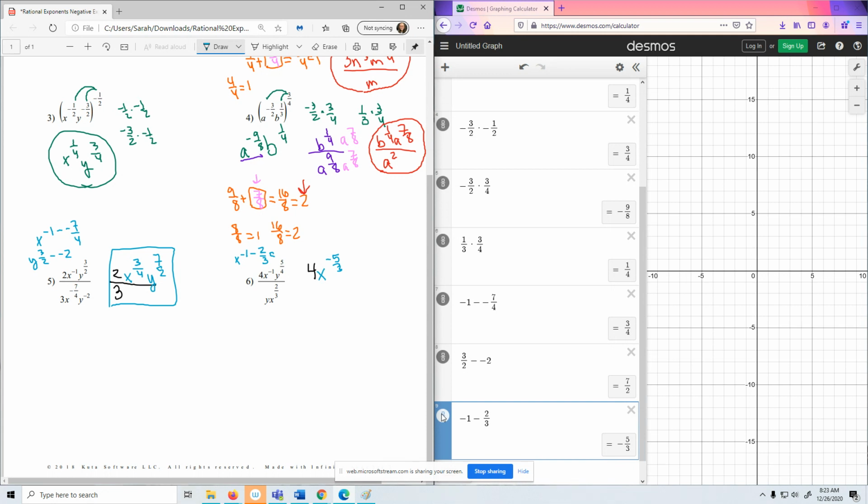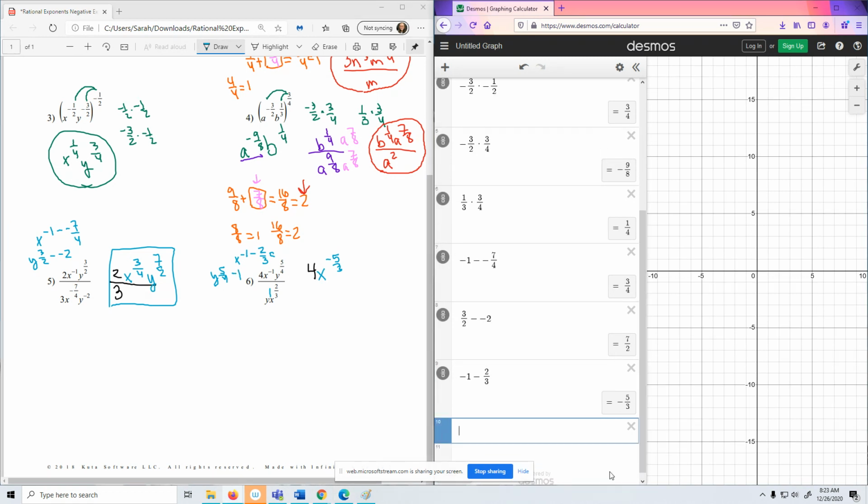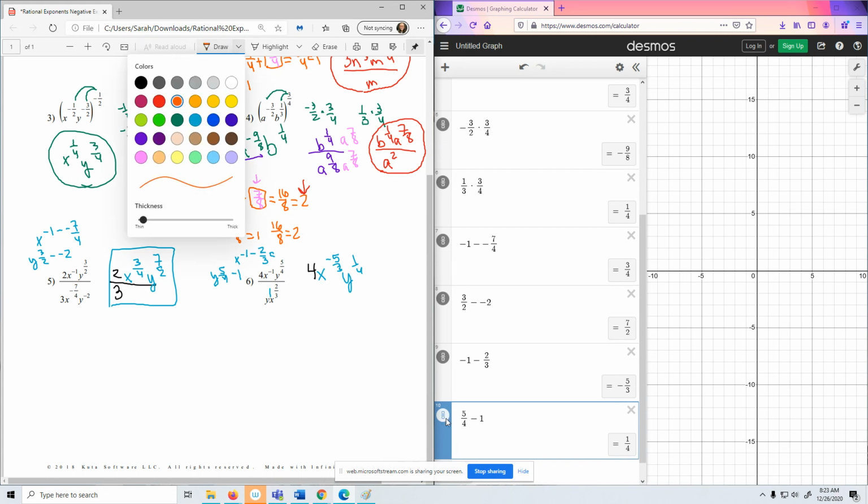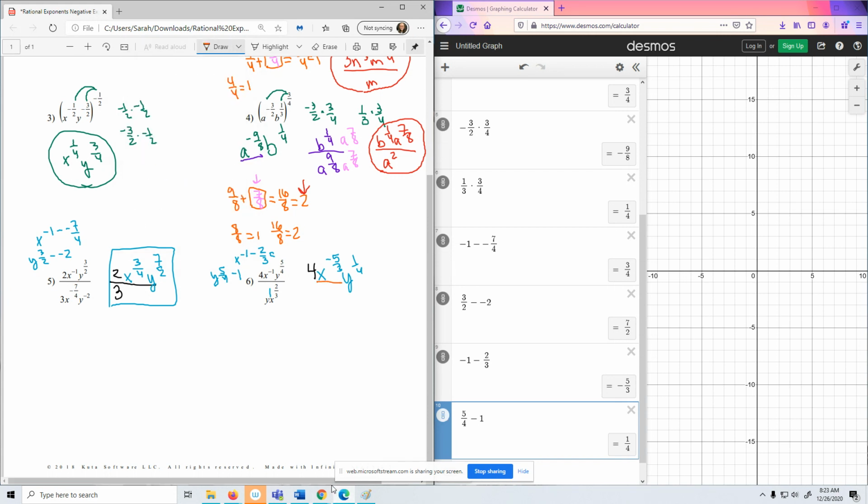Y, same idea. Top exponent is 5 over 4. Bottom exponent is a hidden 1. 5 over 4 minus 1 is 0.25, which is the same as 1 over 4. We know that with negative exponents, they need to go to the denominator. So this x to the 5 over 3 needs to go down to the denominator. So 4 and y to the 1/4 get to stay up top. X to the -5 over 3 becomes x to the +5 over 3 down in the denominator.